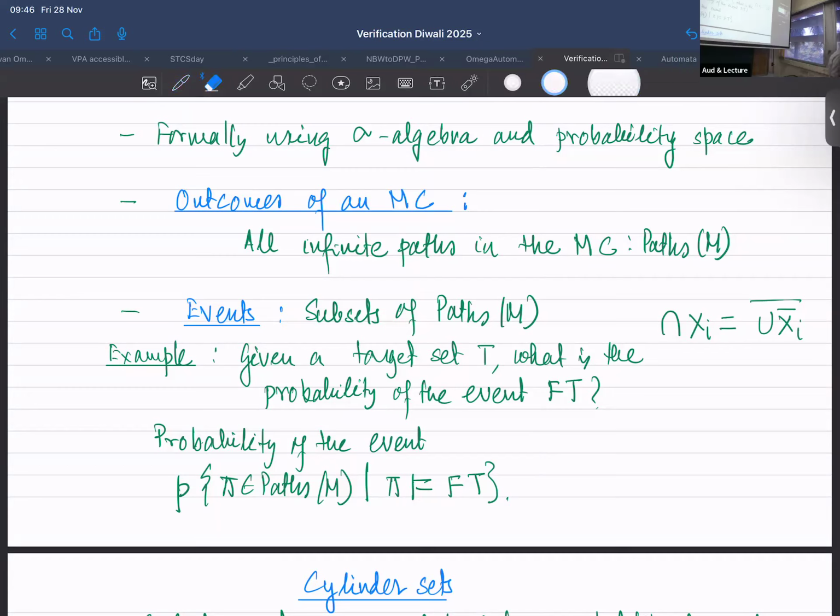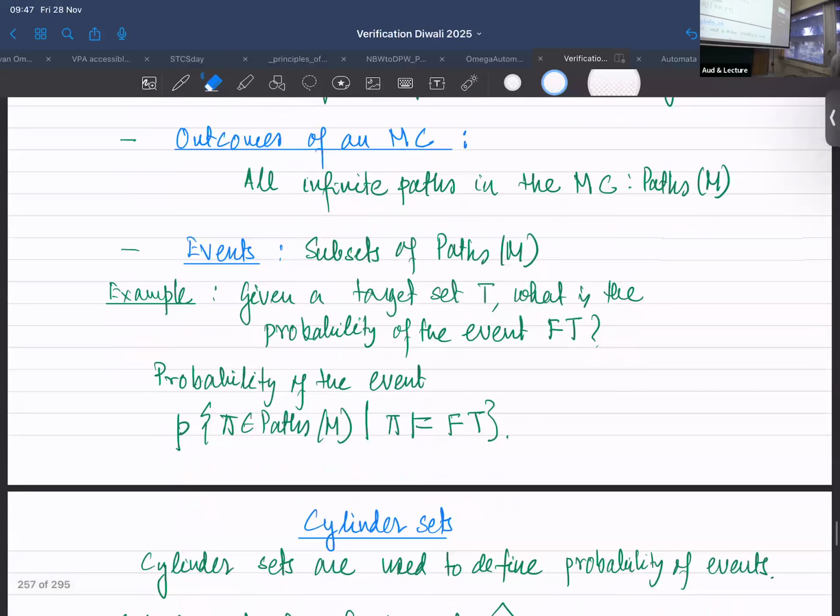Okay. So now we defined these cylinder sets, and we talked about how these events are essentially obtained using the cylinder sets, right? The cylinder sets were this infinite extension of finite paths, right? So, for example, if I talk about there is a target set T and the probability of the event eventually T.